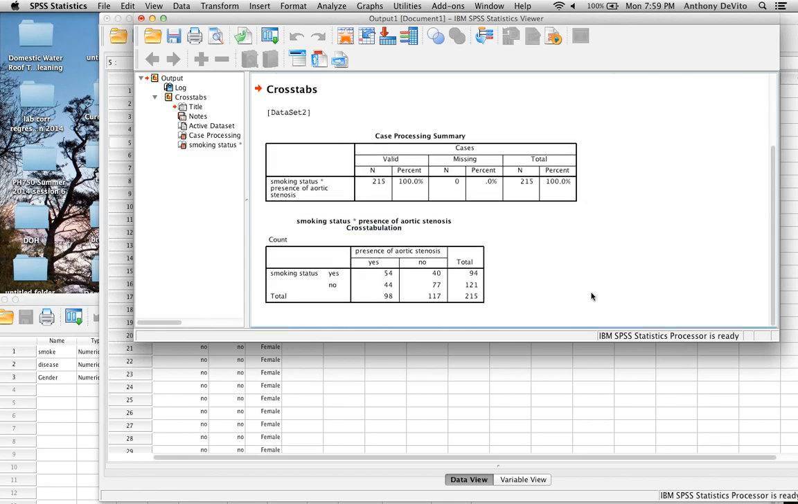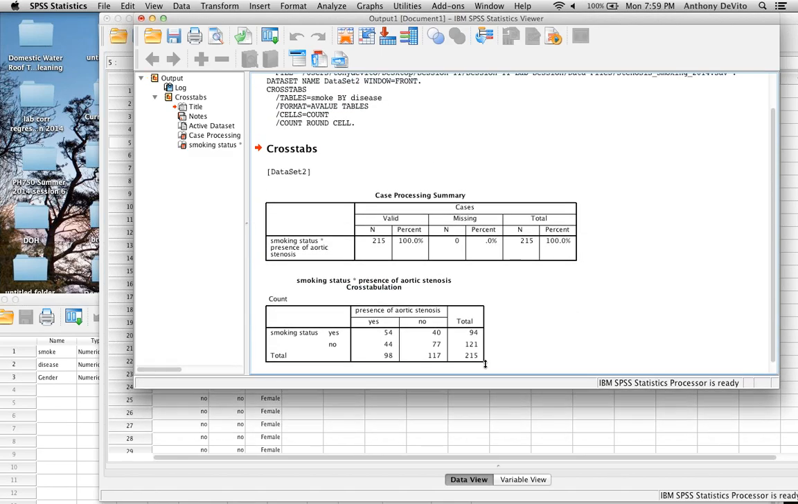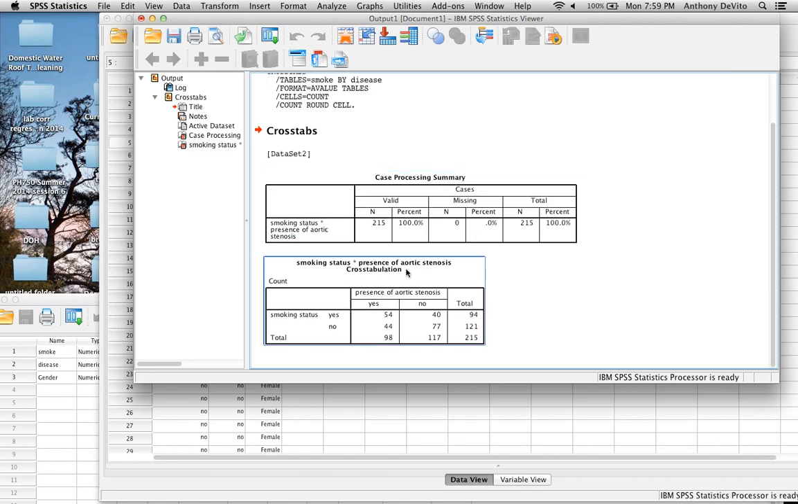Let's see what comes up with my output on SPSS. Well, take a look at what happens here. I have a table, and on the top is smoking. Yes, smokers are in the top row. Non-smokers are in the bottom row. Presence of aortic stenosis, yes and no.